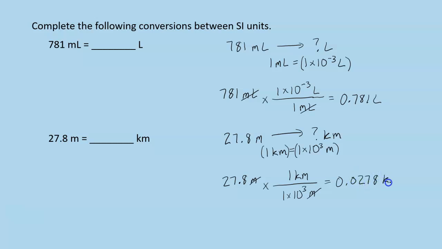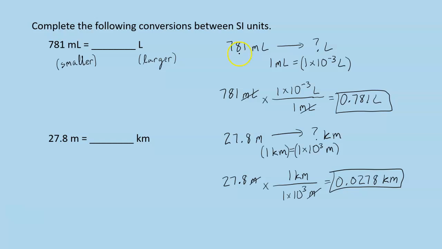0.0278 kilometers. Now, keep in mind a nice trick to know: if you're going from a smaller unit to a larger unit, then the number should get smaller, right? So milliliter is a smaller unit than the liter, which is the larger unit. And so when we go from a smaller to a larger unit, you'll notice that we go from a larger number to a smaller number. So they're kind of opposite. And you see the same thing happen.